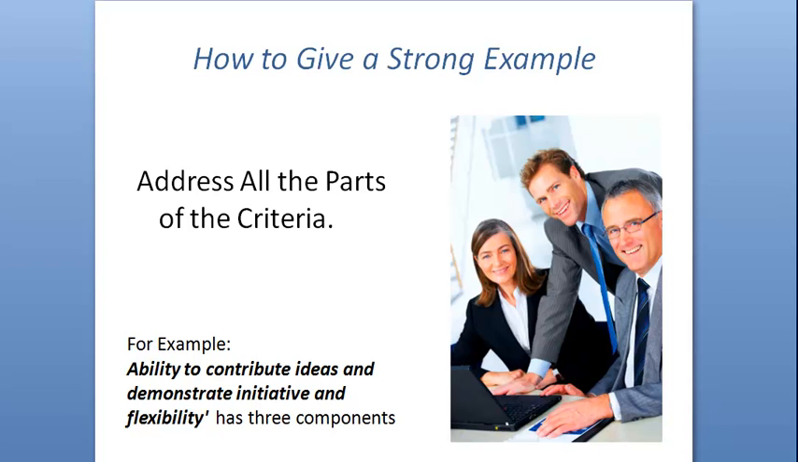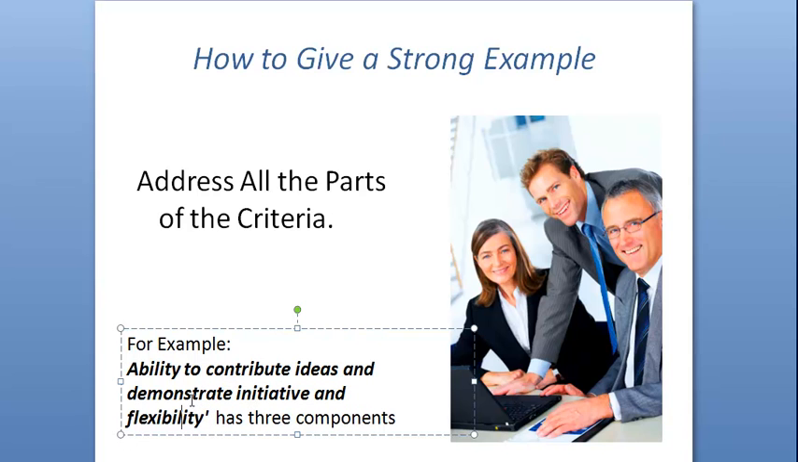Now, the best way to give a strong example is to actually answer each component. So one example should actually tick all of the boxes of what they're asking for in their criteria. For example, this one here: ability to contribute ideas and demonstrate initiative and flexibility. Ideally, we're going to be finding an example where you've contributed your ideas, you showed the initiative and you showed flexibility. That's quite a tricky one to answer, because ideally you'll have one example that covers all of those areas. But you can do it.